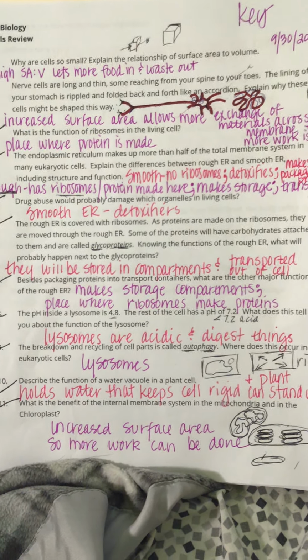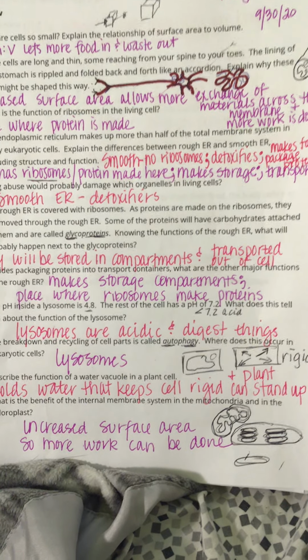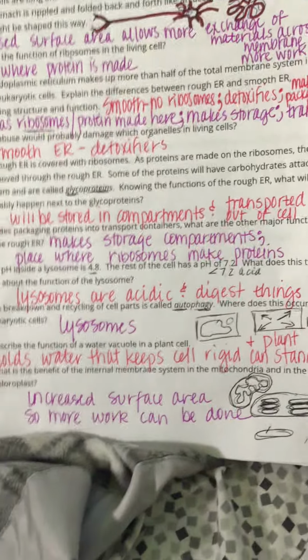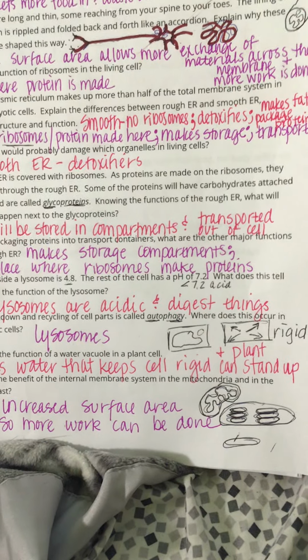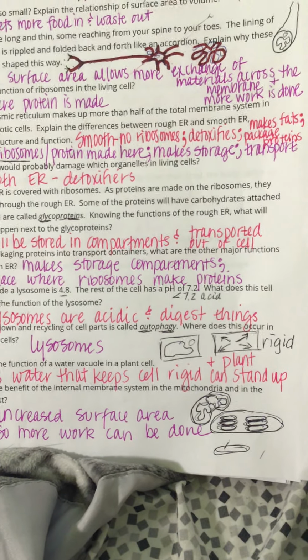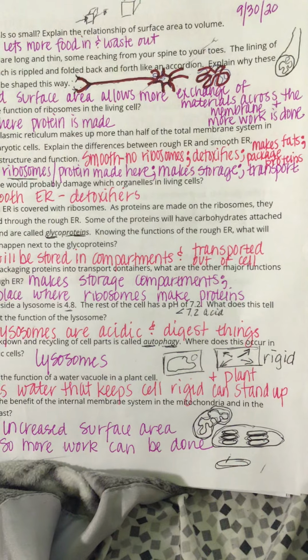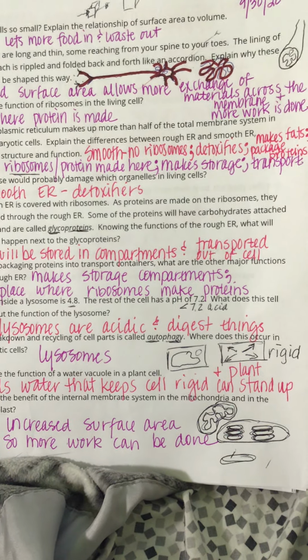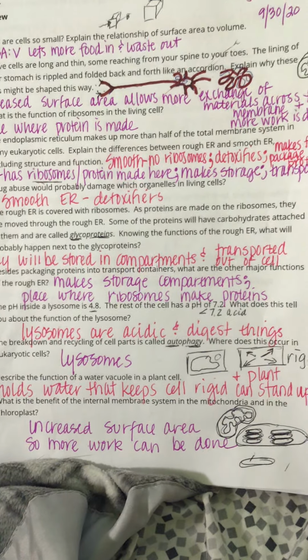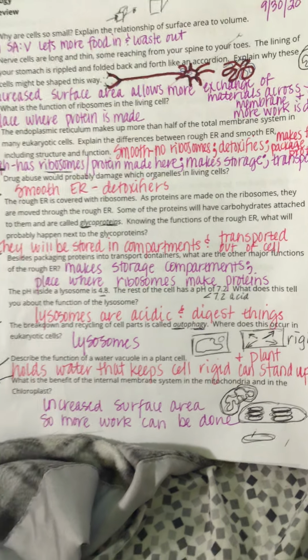Describe the function of a water vacuole in a plant. Well, I kind of drew it here. The water vacuole takes up most of the volume of a plant cell. And when it's full of water, it pushes on the cell walls and it allows that cell to remain rigid, almost like, think about a Lego. And then they are able to stack and make very tall plants. So it holds water that keeps the cell rigid and helps the plant stand upright.